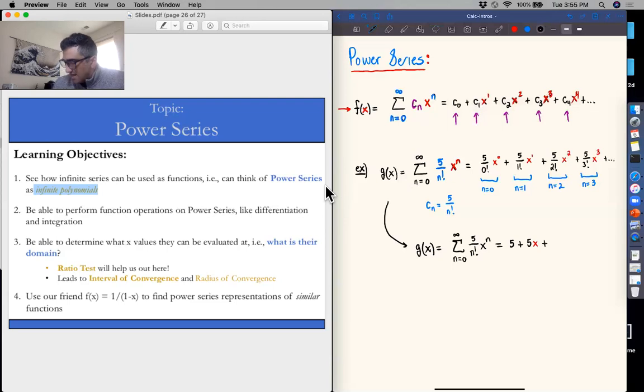And then we add on the n equals 2 term. So we have 5 over 2 factorial. So this is 5 halves times x squared. And we can keep adding terms on like this. If we go to the n equals 3 term, this is 5 over 3 factorial. 3 factorial is 6. So this is 5 sixths, all times x cubed.